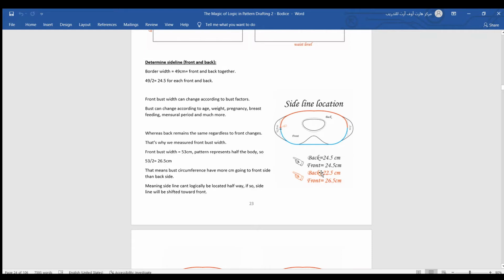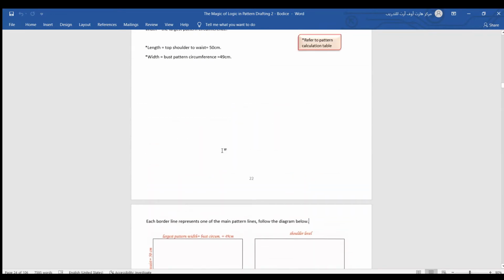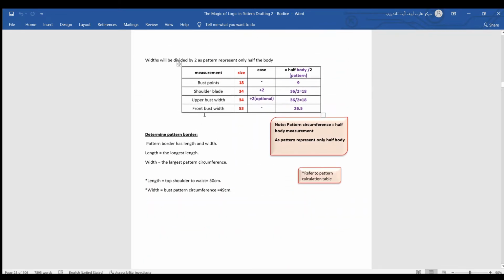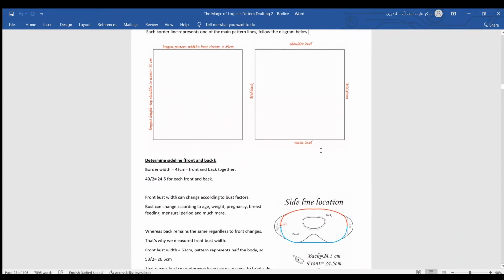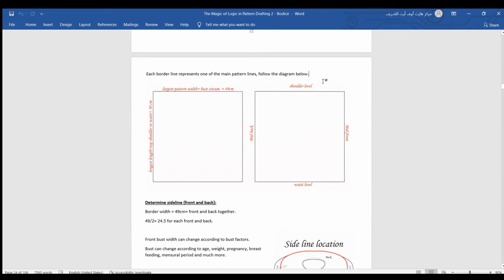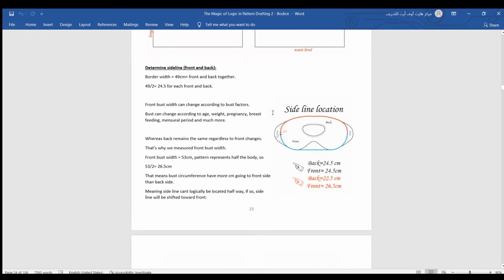But if you go with the logical way, the front bust width equals 53 centimeters. So for the pattern piece, it should measure 53 divided by 2, because we are dealing only with half of the body. So it will become 26.5 centimeters. So obviously the front will be 26.5 centimeters and the back will be 22.5 centimeters.